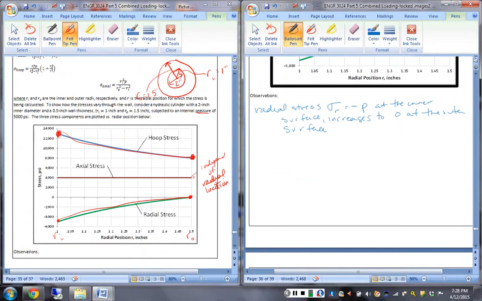And that stands to reason if you think about what's going on. It has to be in equilibrium with its immediate surrounding. So it is subjected to the pressure inside the vessel at the inner surface, and it has to be in equilibrium with no net pressure on the outer surface. Our hoop stress in the theta direction is the greatest at the inner surface.